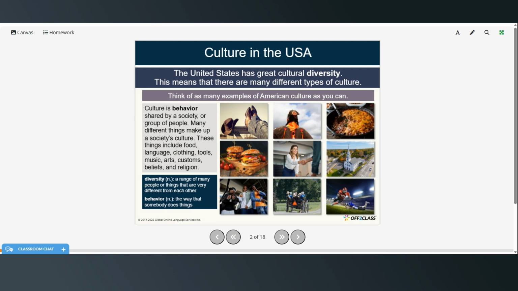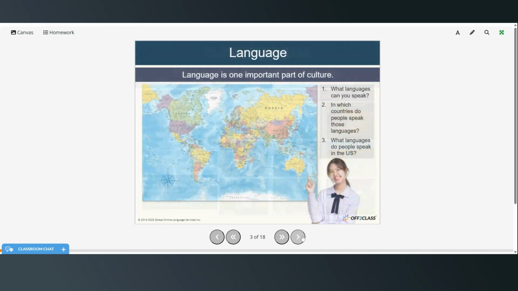I read. Culture is behavior shared by a society or group of people. Many different things make up a society's culture. These things include food, language, clothing, tools, music, arts, customs, beliefs, and religion. Language is one important part of culture. So, what languages can you speak? In what countries do people speak those languages? And what languages do people speak in the United States?